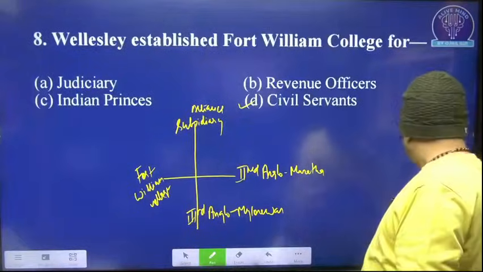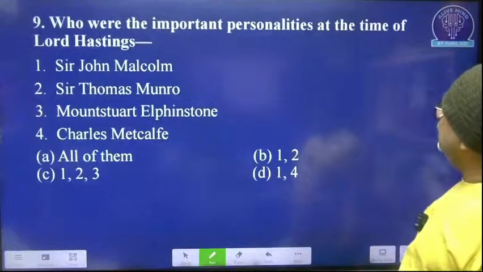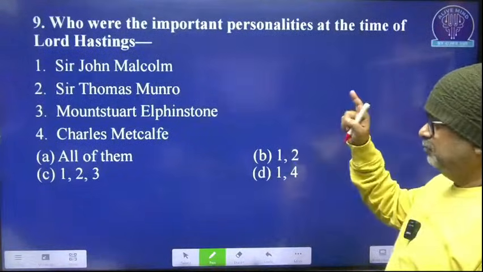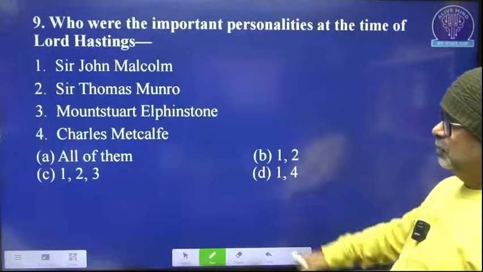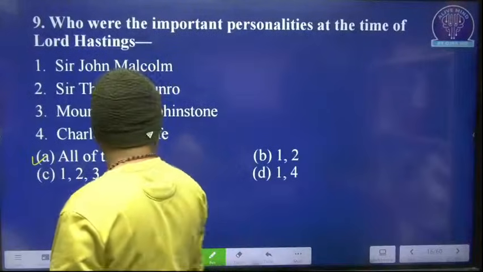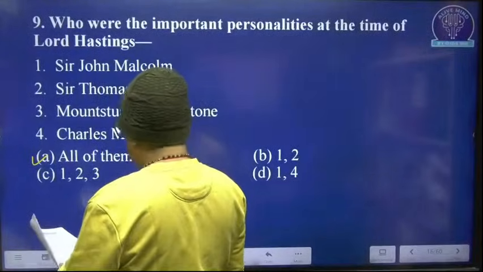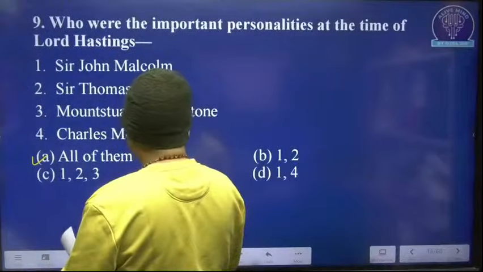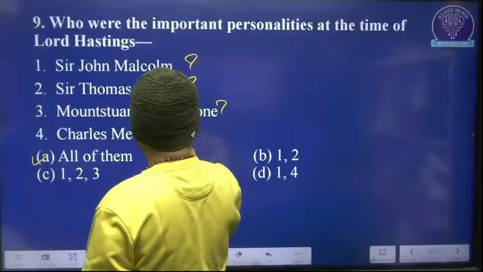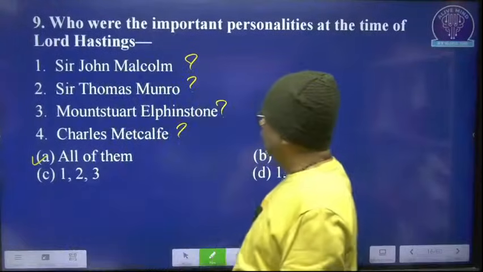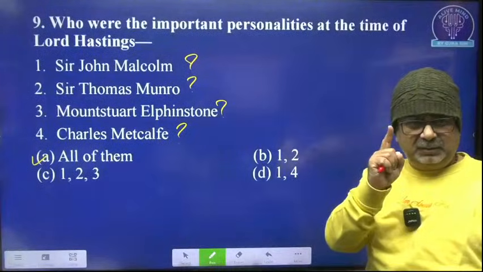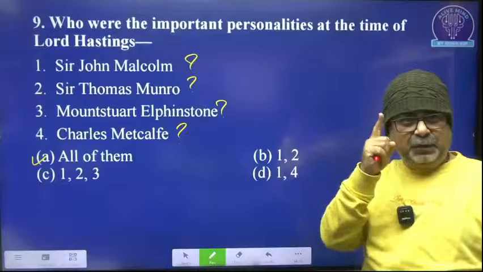8th, D. 9th. Who are the important personalities at the time of Lord Hastings? Very important. All of them have something to tell you. Answer is A. All of them. All of them have done certain important steps. I said 20 questions will be left for you. You have to do them after the class.